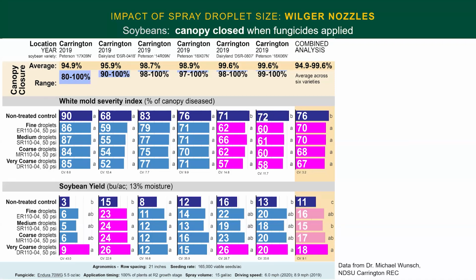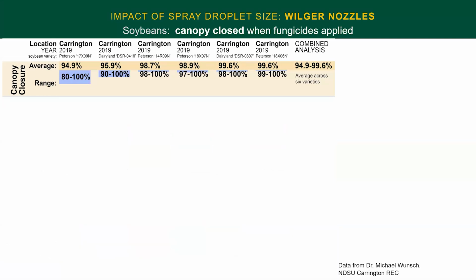Now, this is some work done out of NDSU Carrington Research Station by Dr. Michael Wunsch, looking at the impact of spray droplet size. And this is a very complicated and intense figure here, so I'm going to try to break it up for you. On the very top, we are looking at 6 different varieties listed across the top, all done in Carrington in 2019.